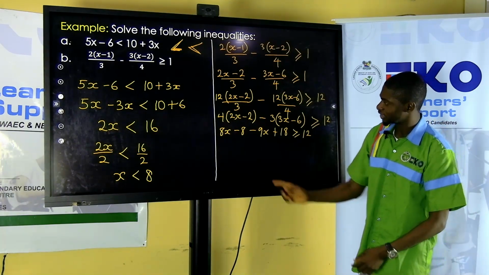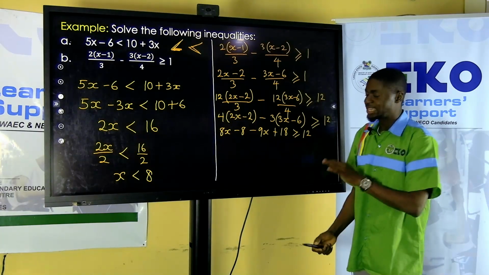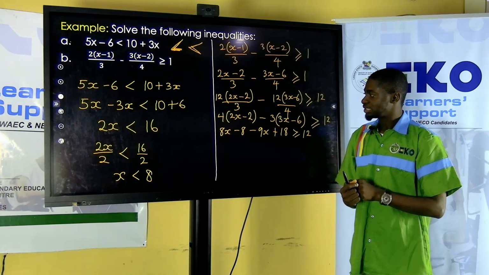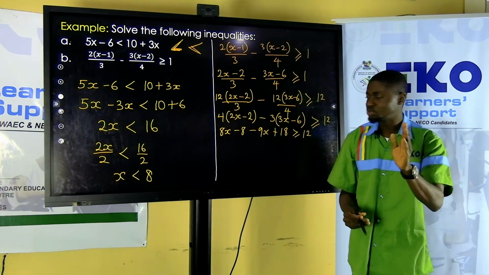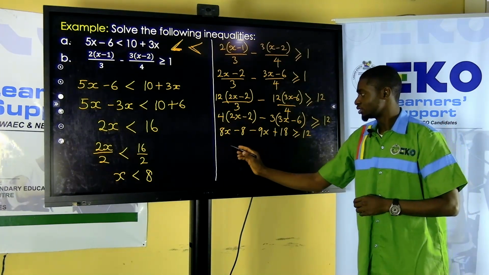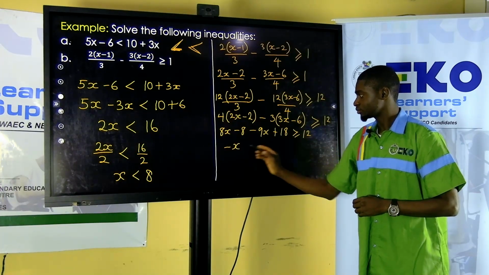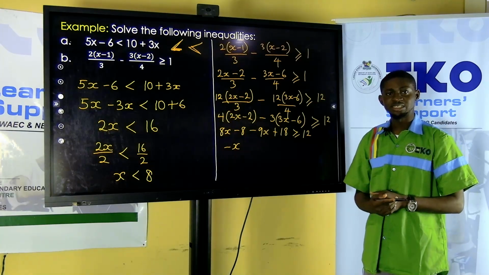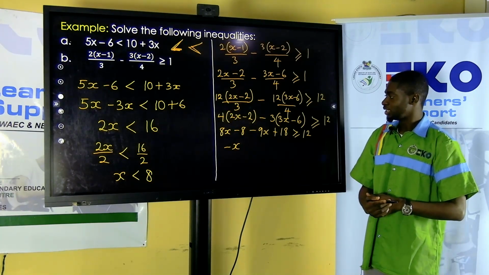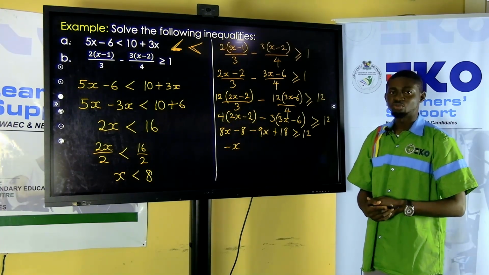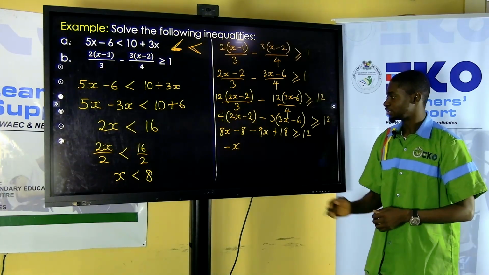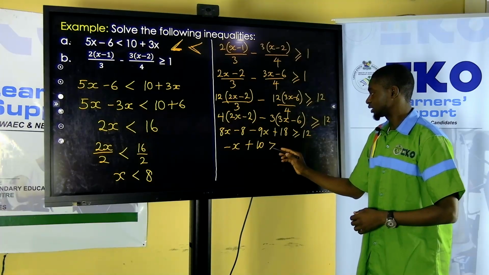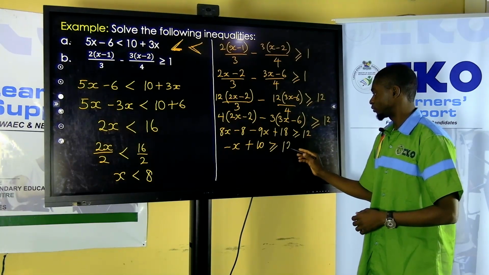Now it's easy for us to say 8x minus 9x. You are owing 9x, you pay 8x. That means you have 1x left that you are owing: minus x. Here, this is negative 8 plus 18. You are owing 8, you have 18 with you. When you pay your 8, you have 10 left. That's plus 10, greater than or equals to 12.